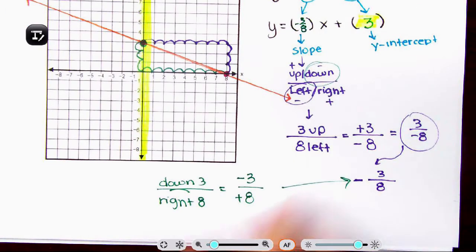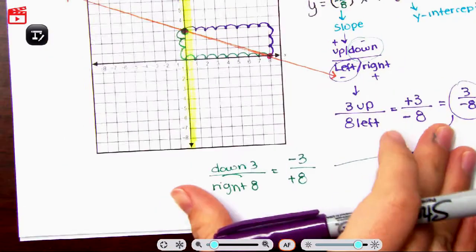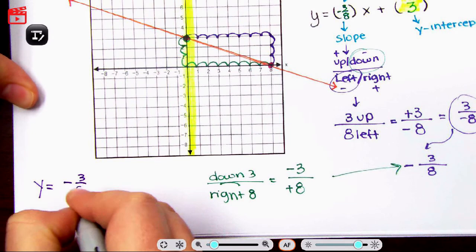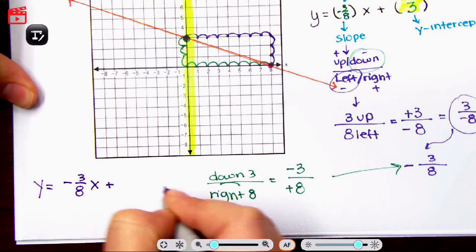We need to make this a little bit more pretty. There's a lot of writing happening, so I'm going to choose to write my final answer here. My final answer is y is equal to minus 3/8 x plus 3.